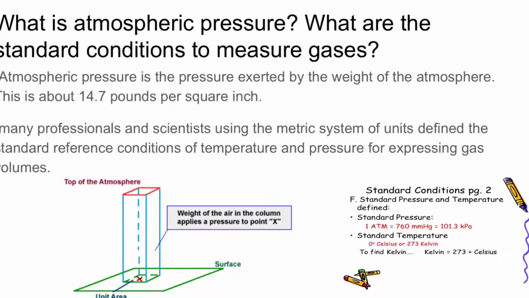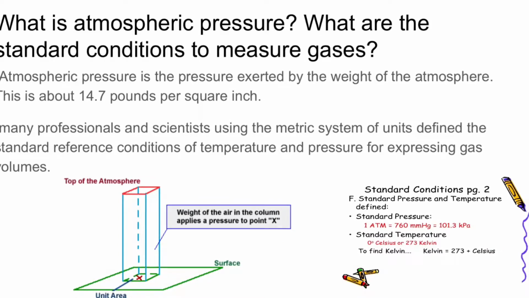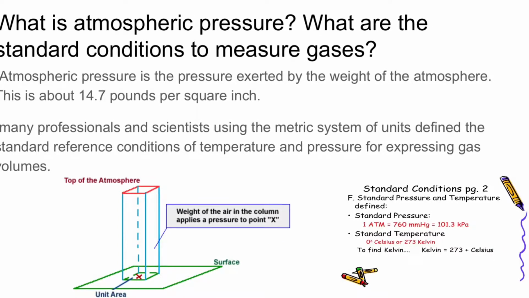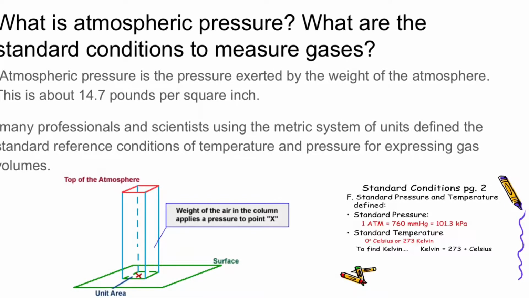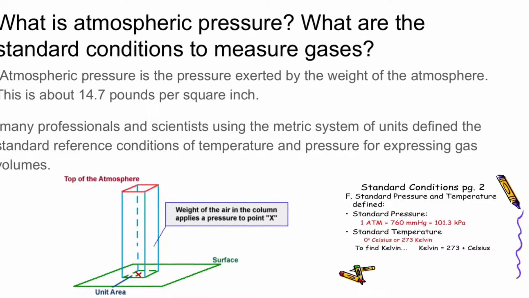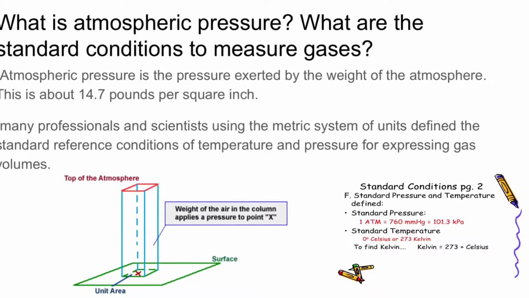What is atmospheric pressure? What are the standard conditions to measure gases? Atmospheric pressure is the pressure exerted by the weight of the atmosphere. This is about 14.7 pounds per square inch.